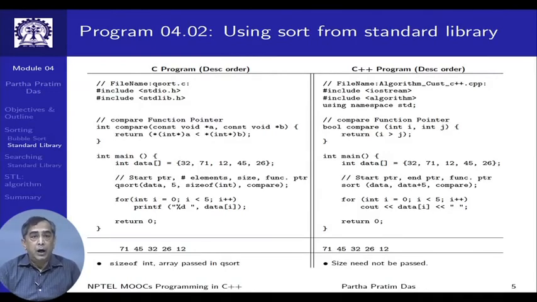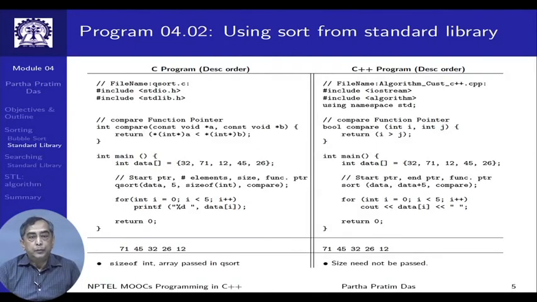Now, let us concentrate on the left column, which is a C program. It is using a sorting function provided in the C standard library in the header stdlib.h. This function is known as qsort. The name certainly refers to the fact that this function uses quicksort as the underlying sorting algorithm.